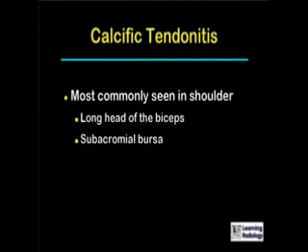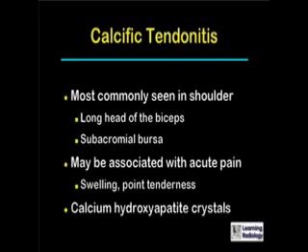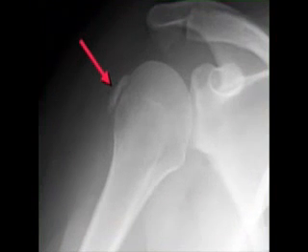Calcific tendinitis most commonly is seen in the shoulder, in the long head of the biceps tendon, or in the subacromial bursa. It may be associated with acute pain, swelling, and point tenderness. The mechanism is believed to be due to degeneration and inflammation of the tendon with subsequent deposition of calcium hydroxyapatite crystals. This is an example of calcific tendinitis involving the shoulder. There is a thick curvilinear calcification that parallels the humeral head in the position of the long head of the biceps tendon.